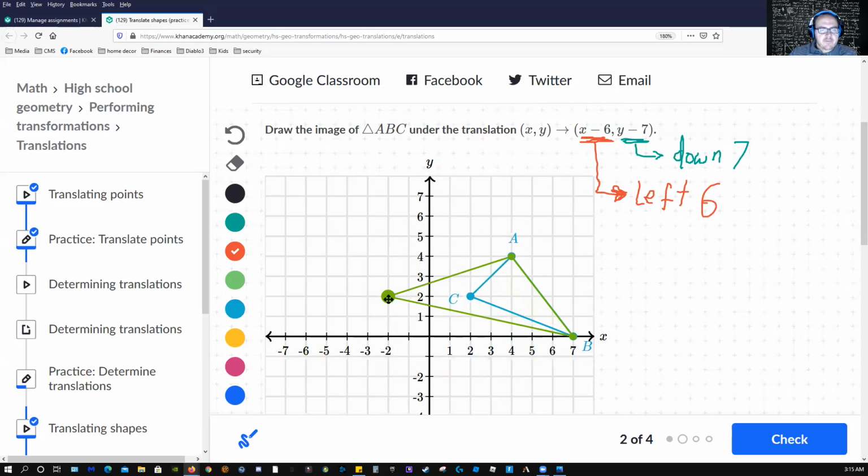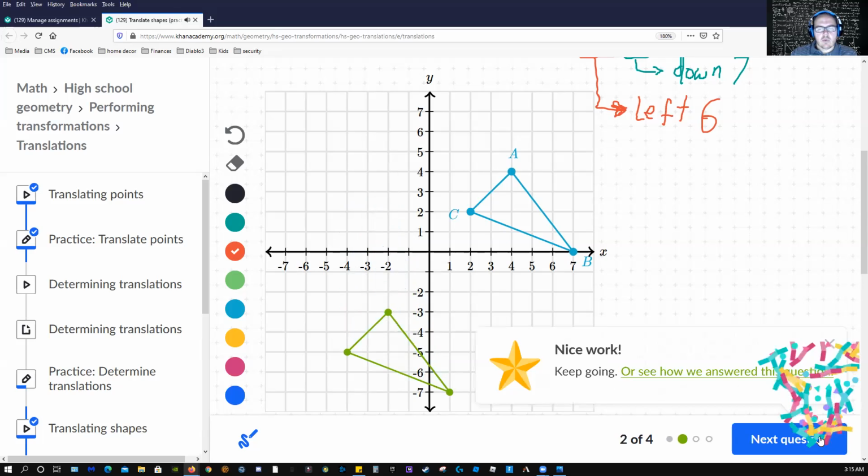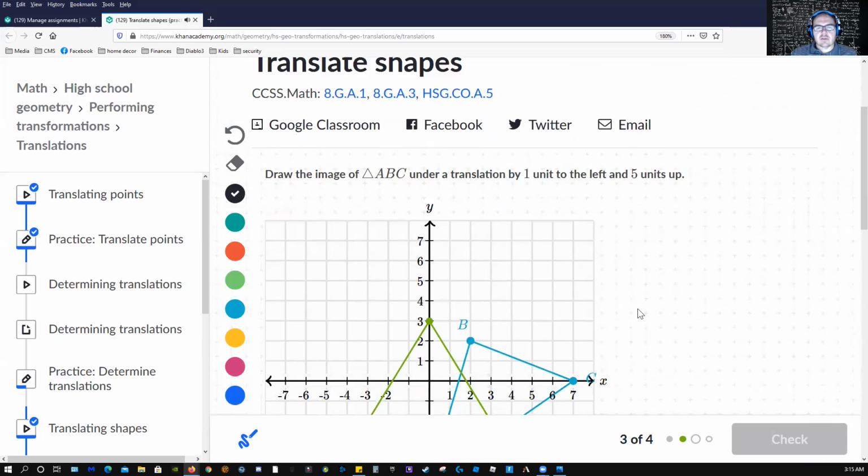1, 2, 3, 4, 5, 6. Okay, so I've translated left 6. Now I need to go down 7. 1, 2, 3, 4, 5, 6, 7, for each of the dots. And it worked. Okay, I'm going to do one more for you guys, and then you'll have to do the rest on your own.